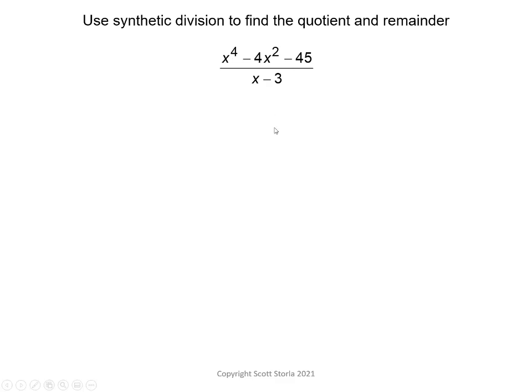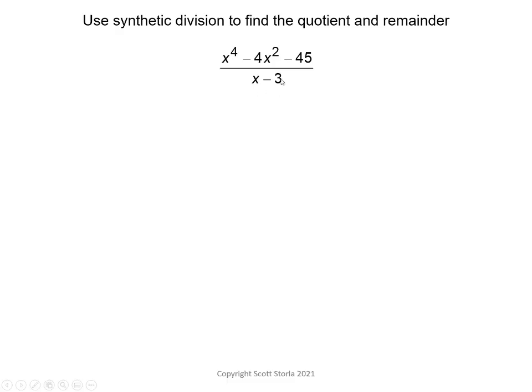In a case like that, you want to think of all the missing terms as having a coefficient of 0. Keeping that idea in mind, please see if you can use synthetic division to find the quotient and the remainder.